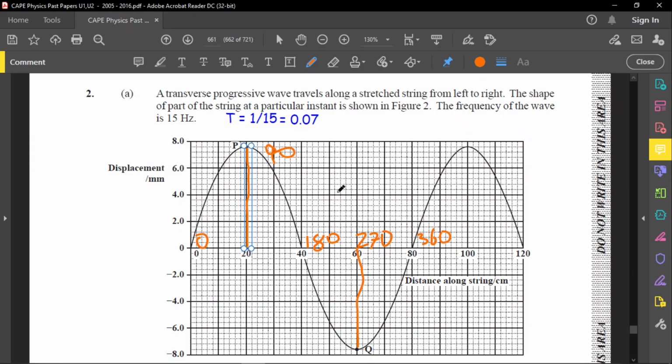But I want to also point out that a complete wave cycle is equal to 360 degrees. Also, a wavelength is also 360 degrees. Just to make a note of that. So the phase difference will be, where P is 90 and Q is 270, we'll subtract 90 from 270 to give us our phase difference.